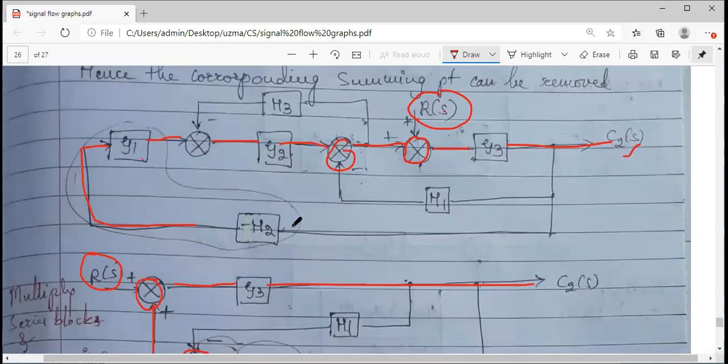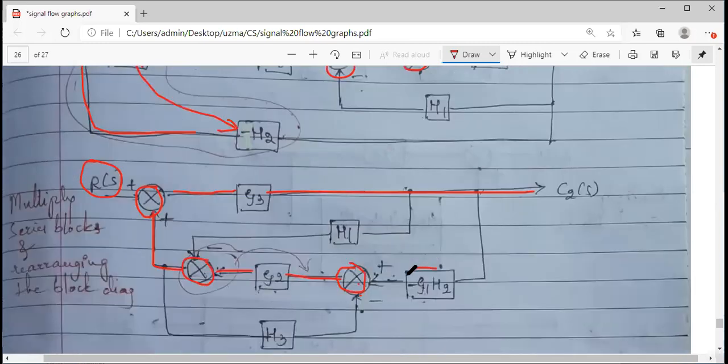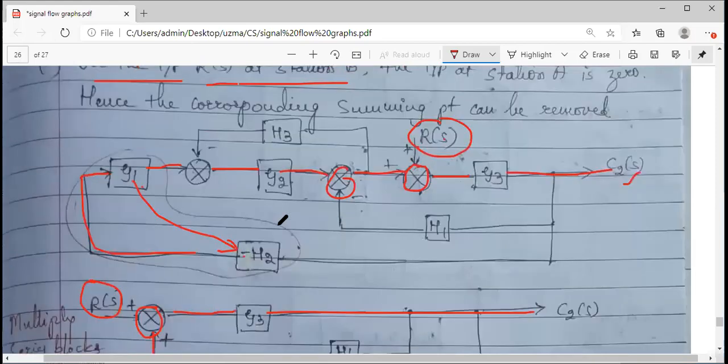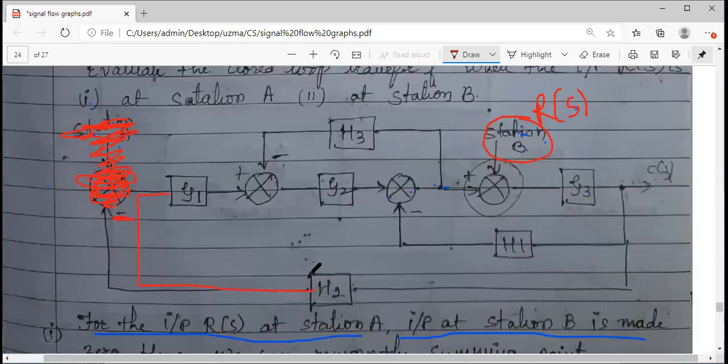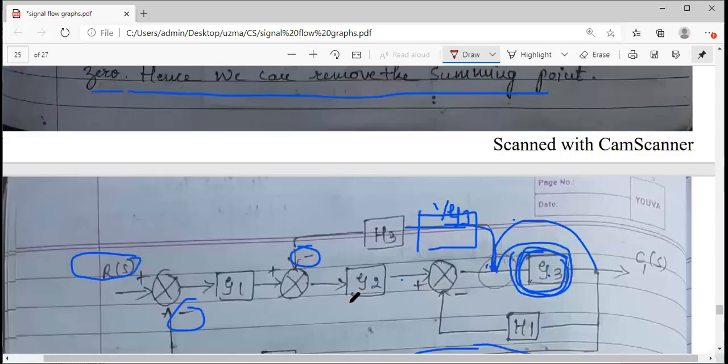What I have done here, instead of taking G1, since these two are in series, instead of taking single G1, I have taken directly. I have directly applied the rule. You can take one more time and do redraw, no problem. So G1 and minus H2. Why this negative sign has come? Look at the input. You have a negative sign here. So this has to be compensated with H2. That's why it is minus H2.